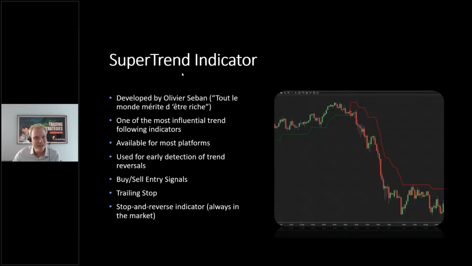And perhaps you may have some classic indicators in mind which follow this exact paradigm, stop and reverse. For example, SuperTrend. You may have heard about it. It's an indicator which is available, built in for most trading platforms. And in fact, it was developed quite a long time ago by a French guy called Olivier Seban. He even wrote a book about this indicator, and it has become over time one of the most influential trend trading indicators out there.